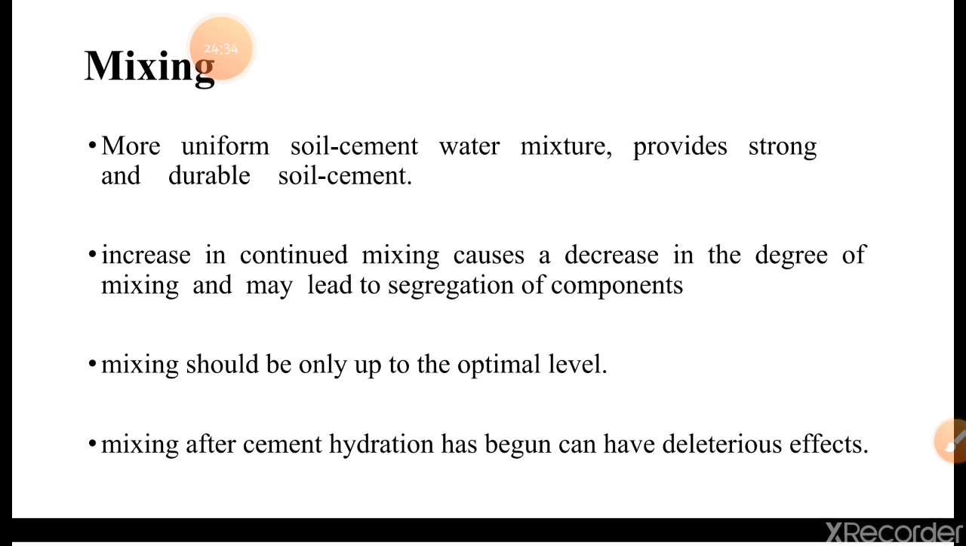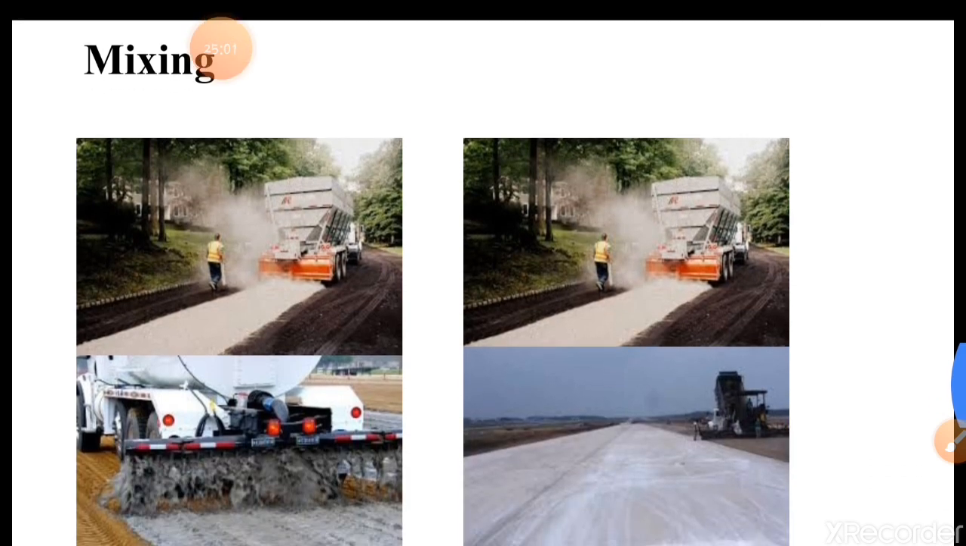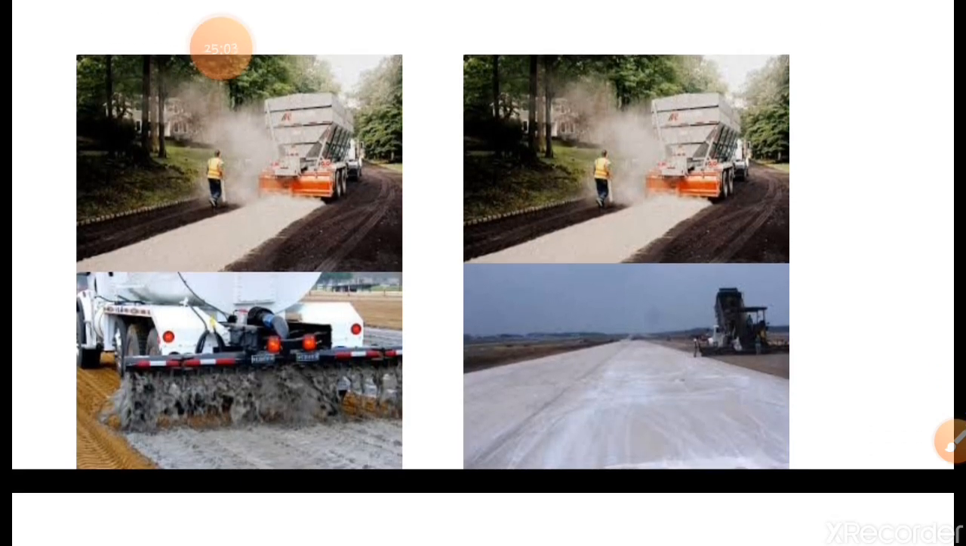Also, it says that mixing after cement hydration will have deleterious effects. Once the soil has hydrated, it starts gaining strength, and later if we continue the mixing, it will have deleterious effects like cracks or segregation. That's why we have to see what the optimum level is, and only up to the optimum level we have to continue the mixing. These figures show how the soil is mixed with the cement. Initially, it is sprayed, it is mixed with various machinery, and finally, we can see a finished surface, how it looks.